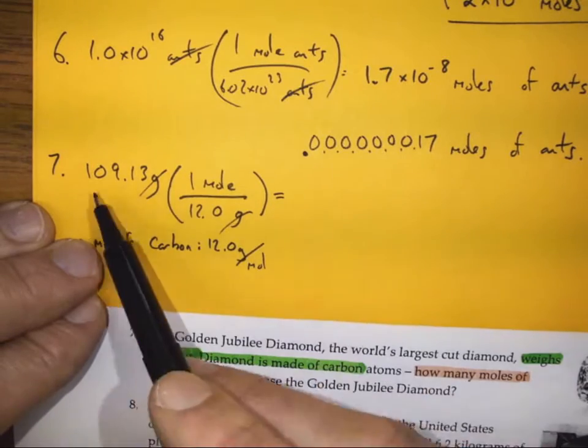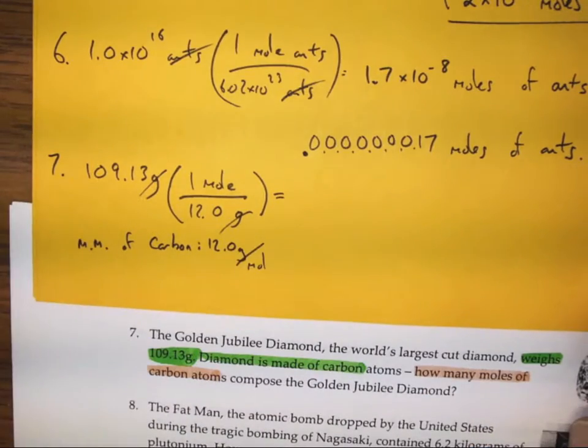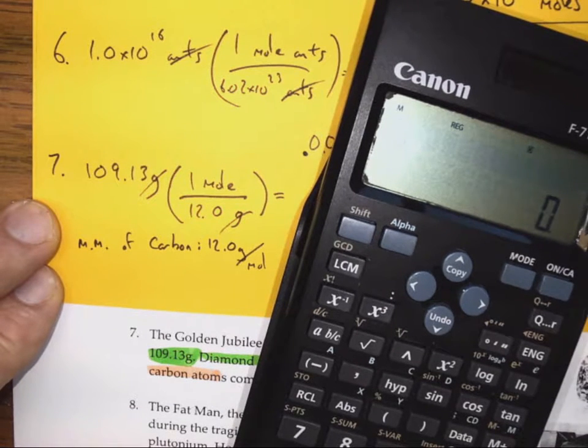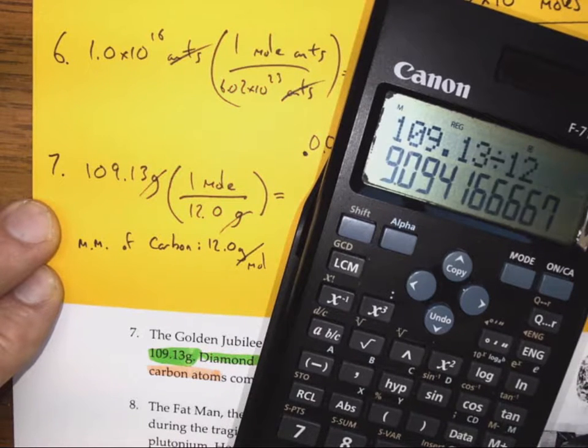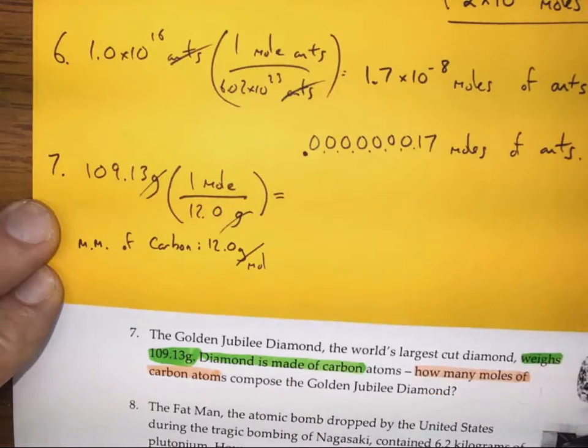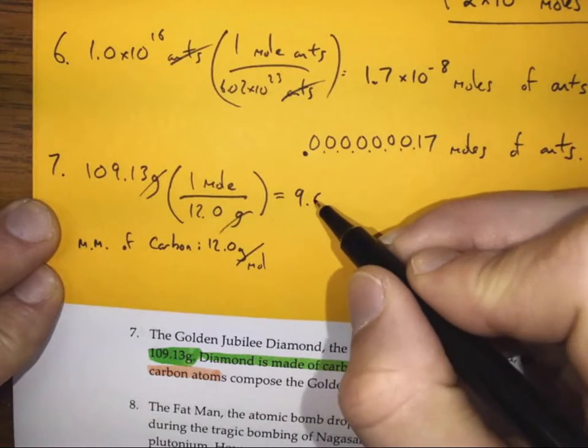So actually all we need to do is a division here. 109.13 grams divided by 12 gives us 9.09 moles.